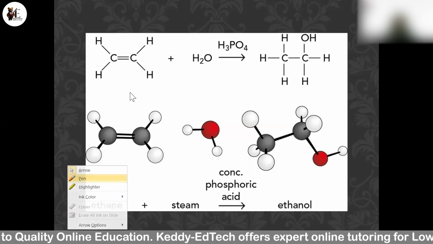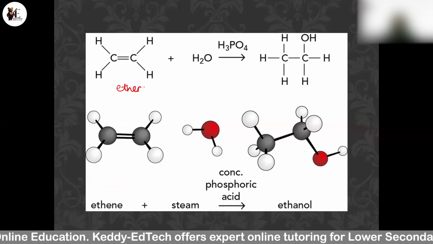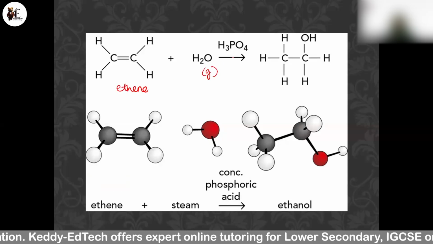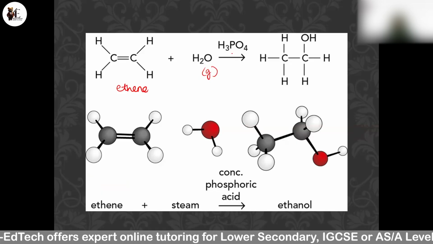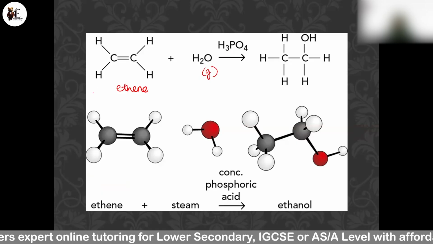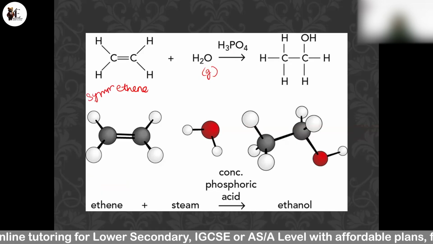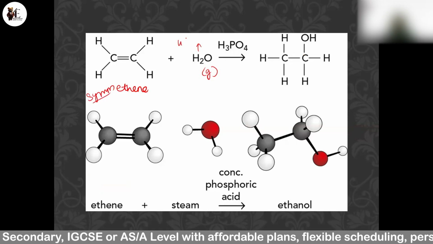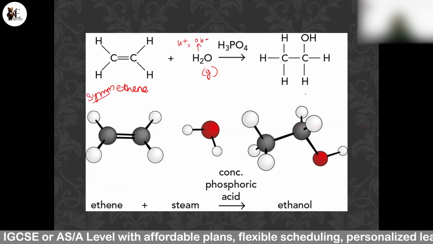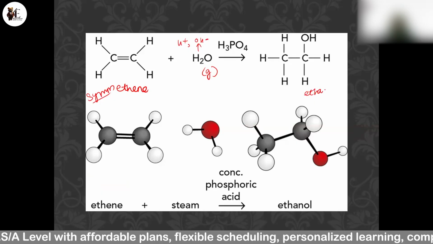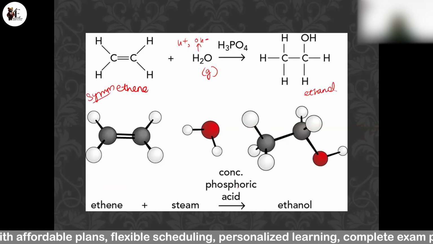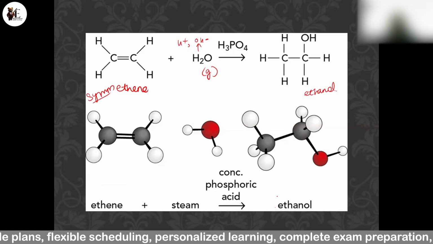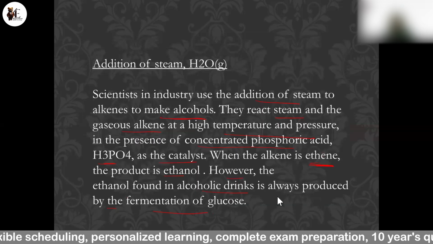Like say this reaction, this is my ethene. When you add H2O in the gaseous state here in the presence of phosphoric acid as the catalyst, since it is symmetrical, at any carbon you can add H, and at any carbon you can add OH, because H2O is H plus and OH minus. Okay, so we get ethanol. So ethene plus steam in the presence of concentrated phosphoric acid gives ethanol.